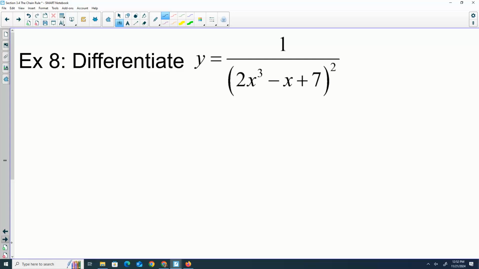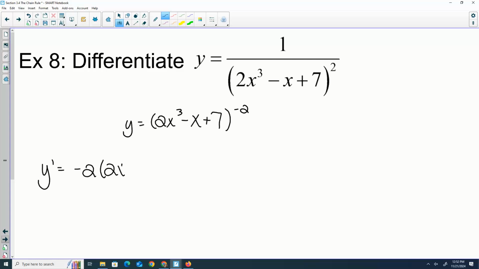So which route do you guys want to take? Negative. Everything else stays the same, it just becomes a negative, right? Yeah, it goes to the negative, top. Excellent. So now we have to do the chain rule. So derivative of the outside, that means the -2 comes down, inside stays the same, subtract 1 from the power, times derivative of the inside is 6x squared minus 1. You could leave your answer like this.